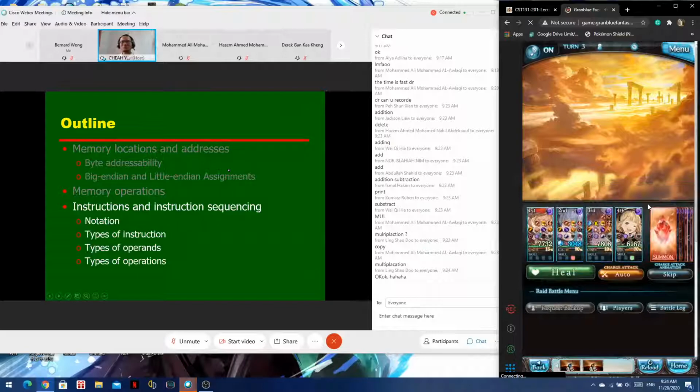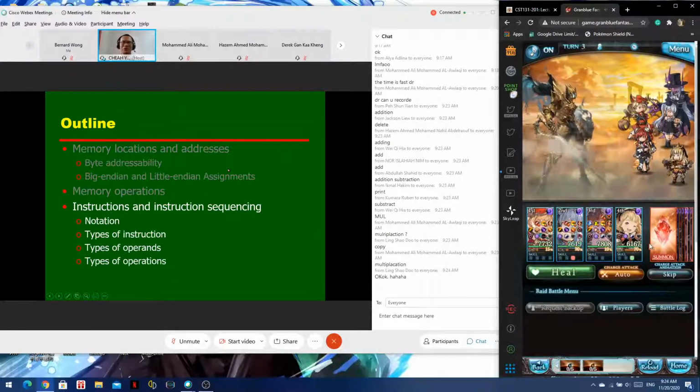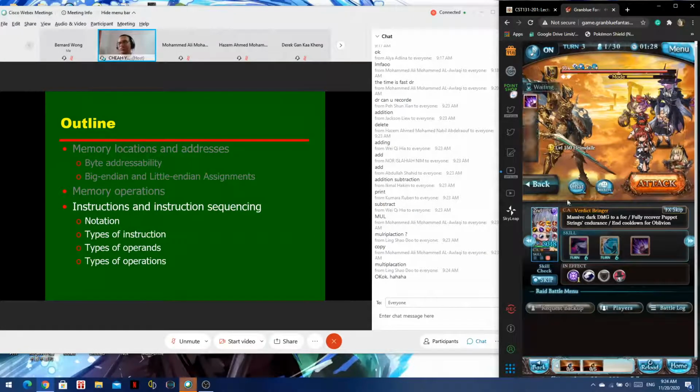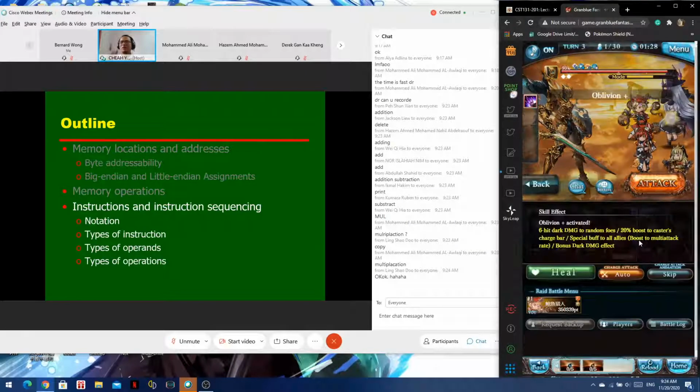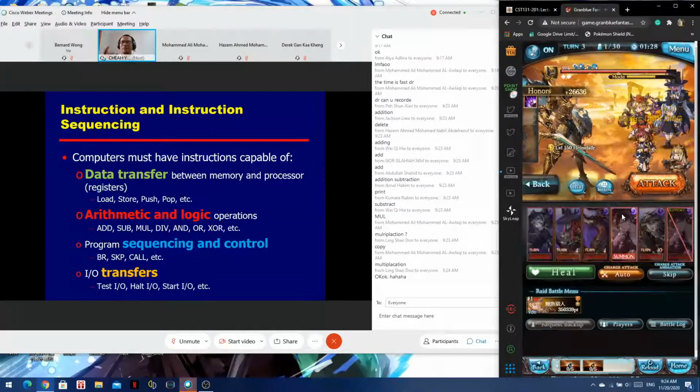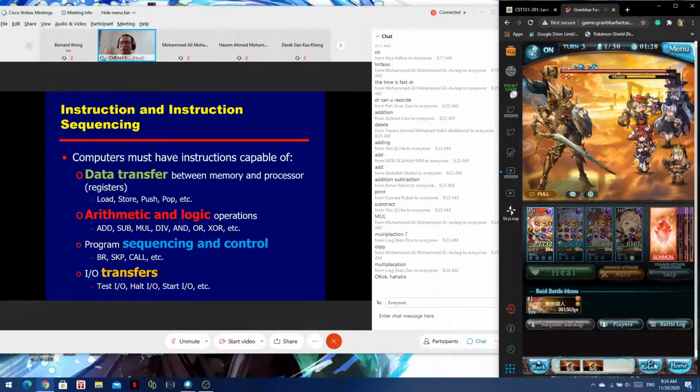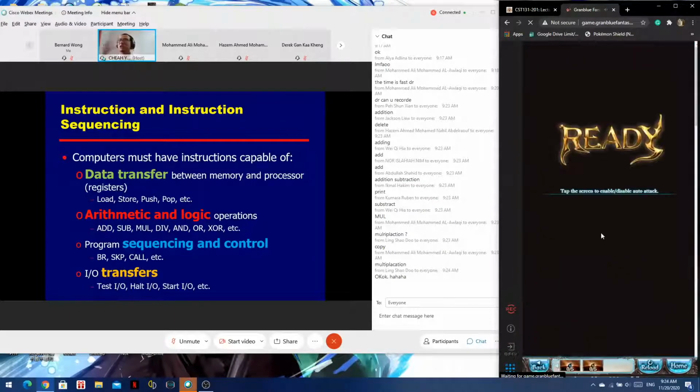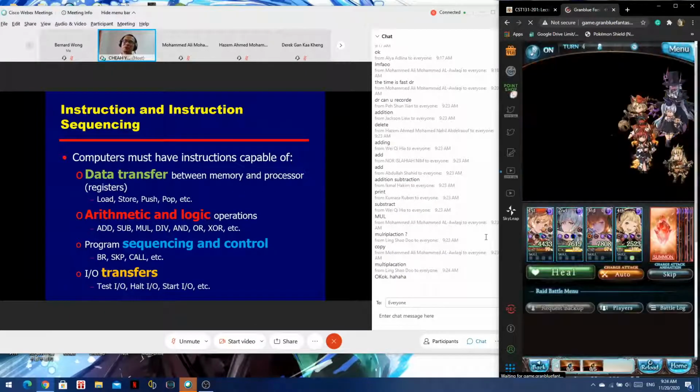All right, next section. We're talking about sequencing now, the sequencing of instructions. But first, I think we need to know what the basic instructions are that the computer is capable of.